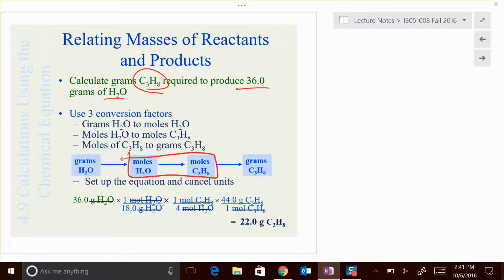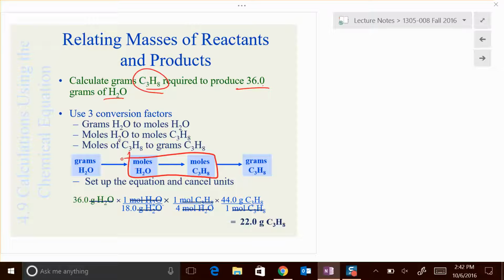This other stuff right here isn't stoichiometry. That's simply so that I can do this. I'm going to convert from the grams of water to the moles of water so that I can perform the stoichiometry. Once I know the moles of C3H8, I can then convert to the grams of it to answer the question, because the question wants to know the grams of it. So that's the process. I map it out: grams of water to the moles of water, from the moles of water to the moles of C3H8, then to the grams of C3H8. That's the process I'm going to follow.